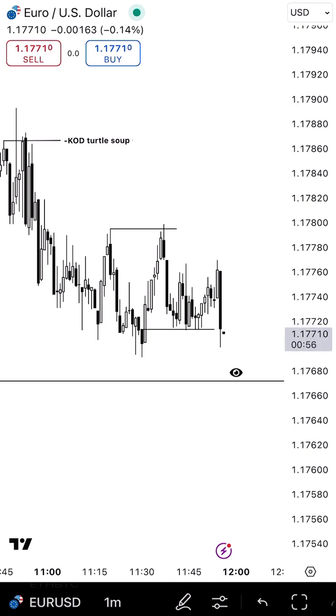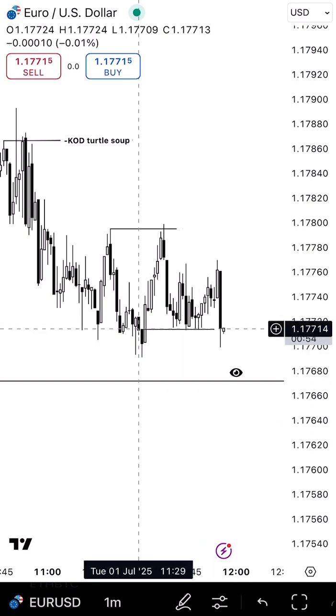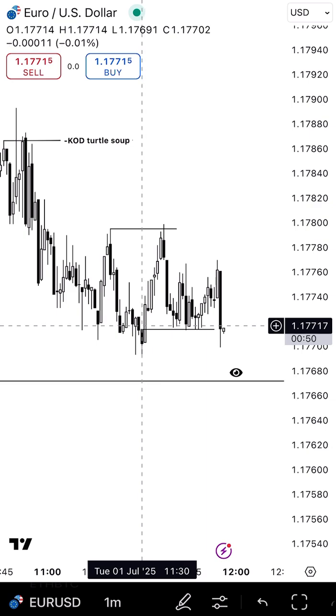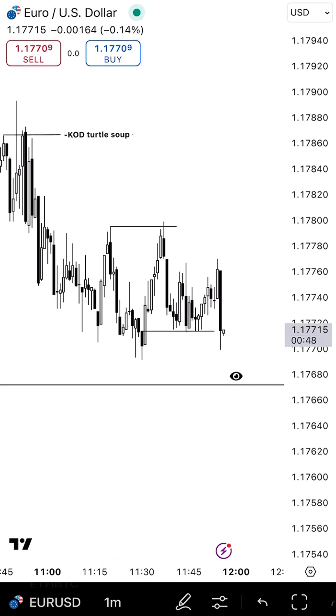Now, remember what I said about the model number 1 being giving you a counter trend move? Alright, it's almost like good old Romeo could see the future.